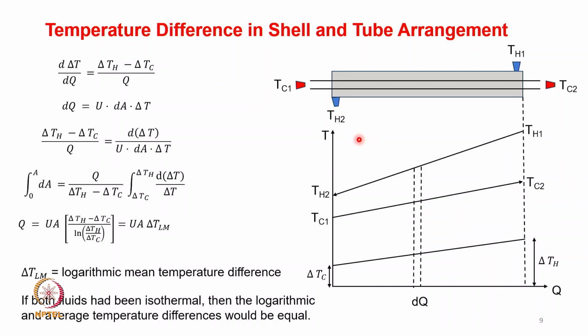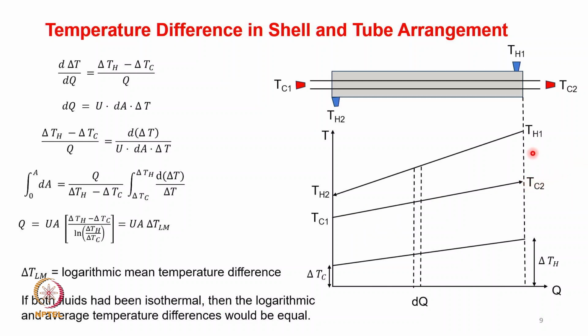And what we see here is that from the entry point of the hot fluid, the temperature of the hot fluid keeps on decreasing. So, TH1 is the highest hot fluid temperature, and TH2 is the lowest hot fluid temperature, and TC1 is the cold fluid entry temperature, and TC2 is the cold fluid exit temperature.